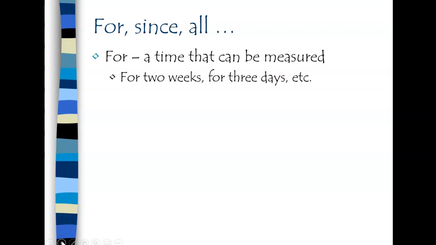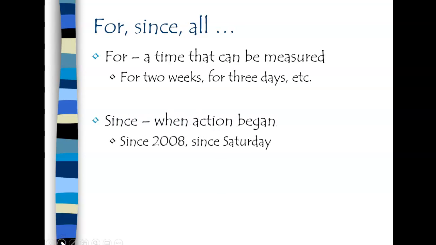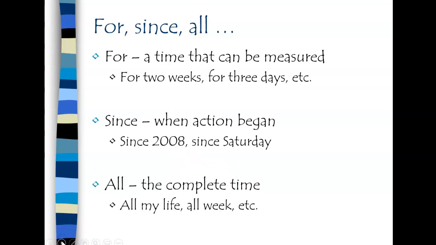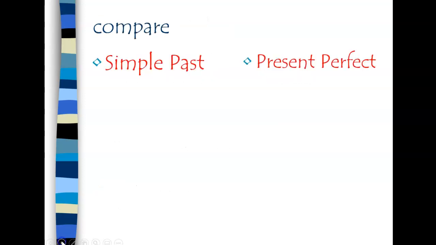So for tells us a time that can be measured: for 2 weeks, for 3 days, for 5 minutes. Since tells us when the action began, so since Saturday, and all gives us a complete time, so all my life, all week, when the action is still continuing. So I have spoken English all my life.